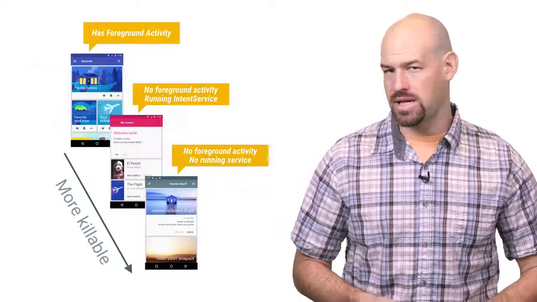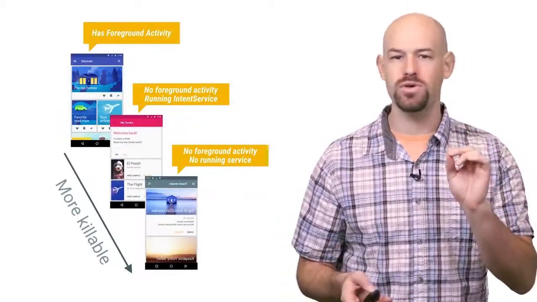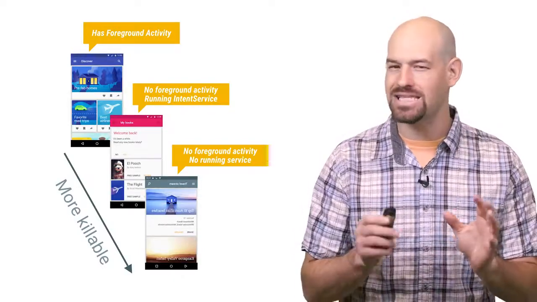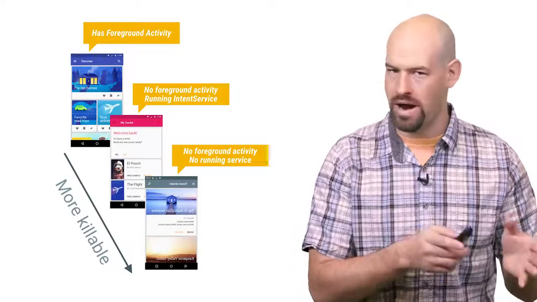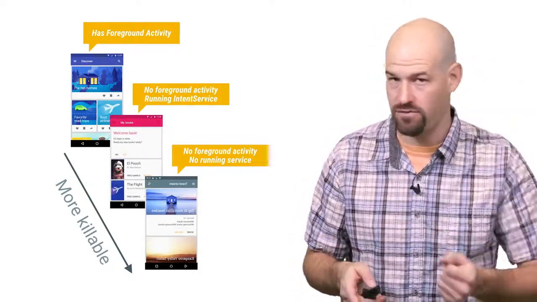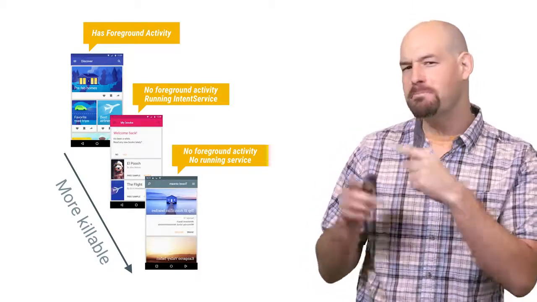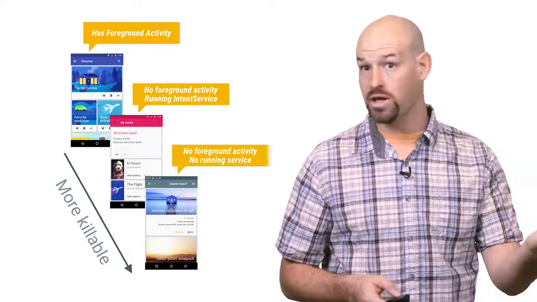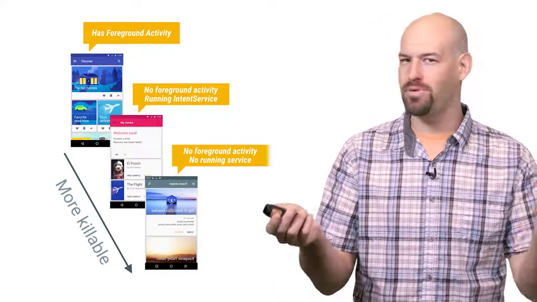Now, besides just being a convenient way to get intent work onto a thread, IntentService also has the benefit of making your app a little less likely to be killed by the system. You have to remember that applications without foreground activities are more likely to be killed than ones that have a foreground activity. But when you've got an IntentService running, it puts your app in the middle of these two states. More killable than an app with a foreground activity, but less killable than a background app without all those things.